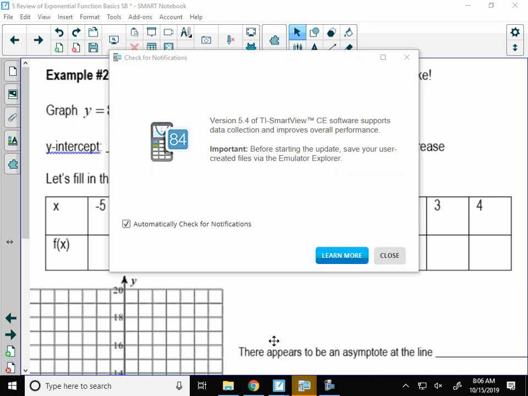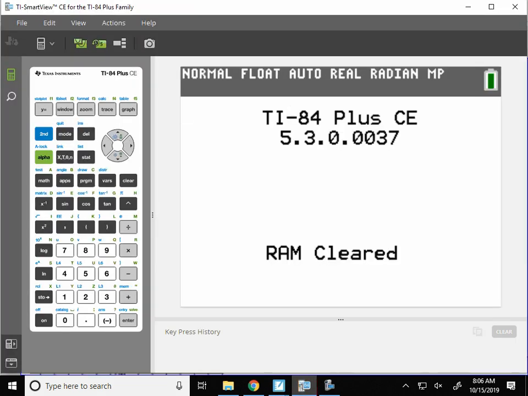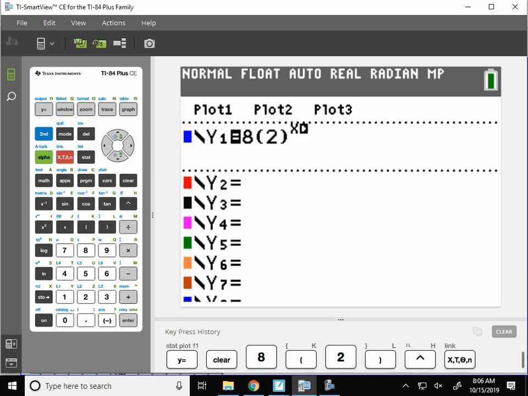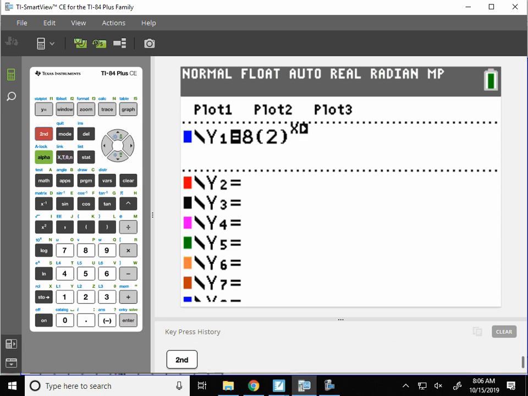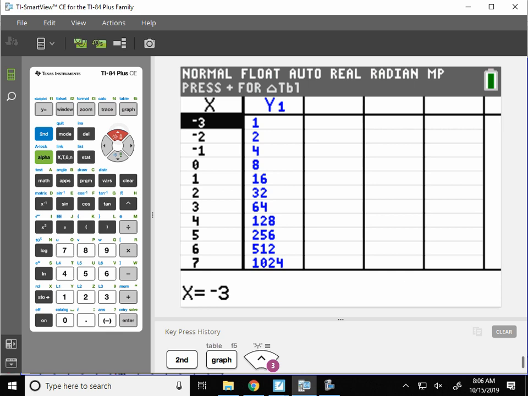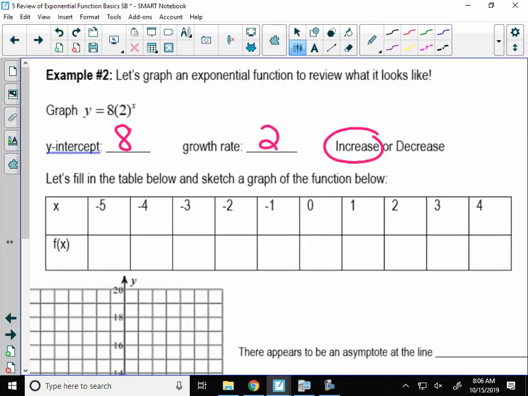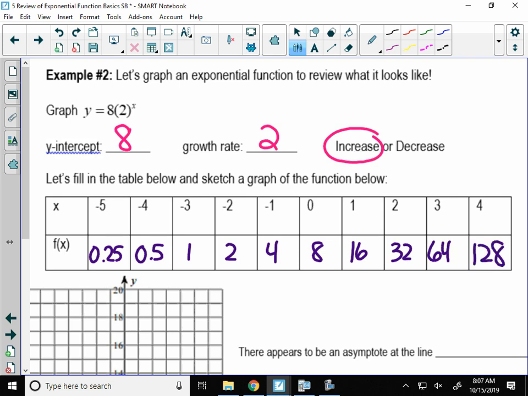So when you go to your calculator, you're going to go to your y equals. Just make sure that when you type the exponent in, you use the caret so that the x actually goes in the exponent. All right, make your table, and we're going to start our table at -5. So here that'll be 0.25. So use your calculator, find those values, and then we're going to copy those into the table. Okay, so we'll have 0.25, 0.5. Okay, so hopefully you have those values.